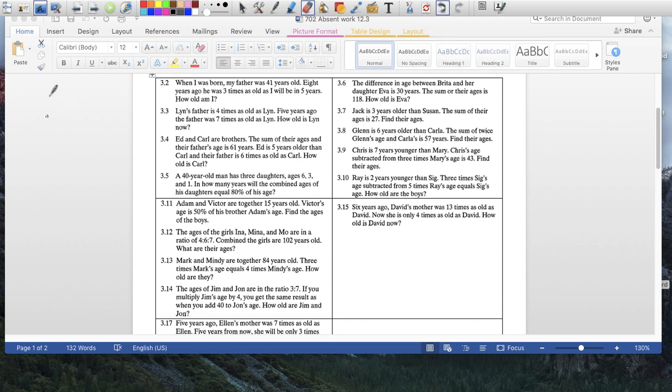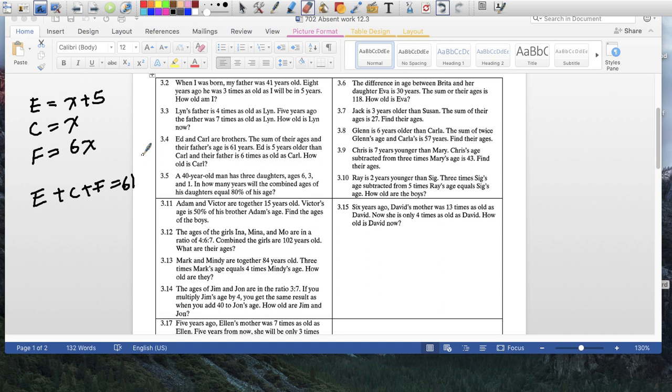3.4. Two brothers, the sum of their ages and their father's age is 61 years old. So there's Ed, Carl, and the dad. E plus Carl plus dad equals 61. Ed is 5 years older than Carl, so let's call Carl x, so Ed would be x plus 5. And their father is 6 times as old as Carl, so the father would be 6x.